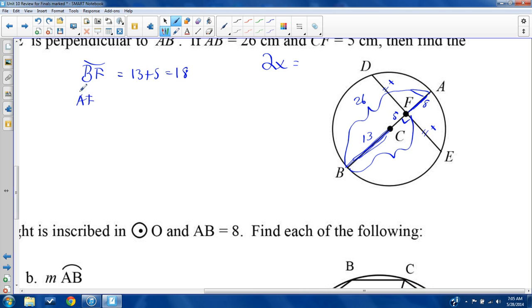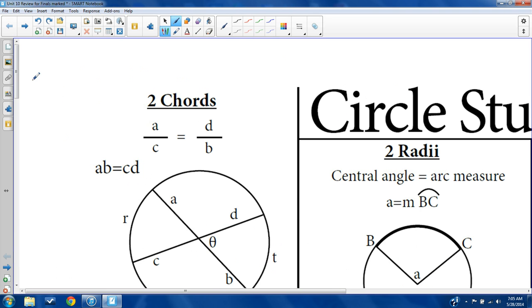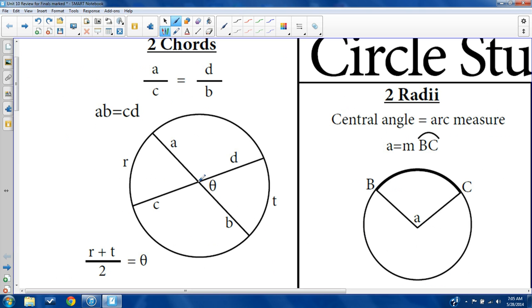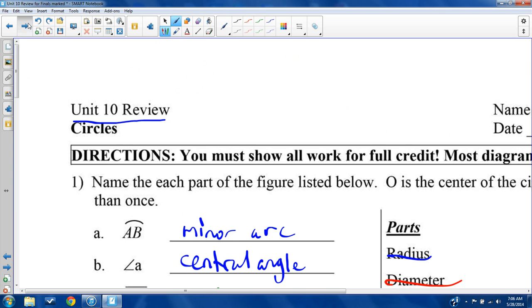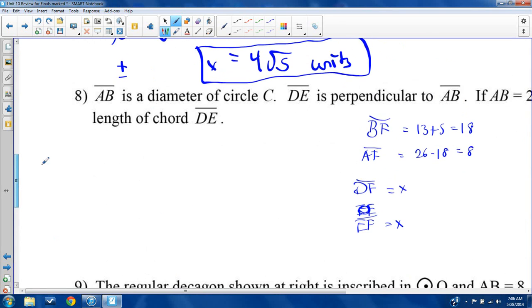So AF equals 26 minus 18, which is 8. These are both the same thing. I don't know what they are, but DF equals x, and EF, to keep F's at the end, equals x as well. Okay, we go back to this relationship we did earlier. Broken parts, A times B equals C times D. The two segments of broken chords intersected together, multiplied together, equals the two segments of the other chord multiplied together.